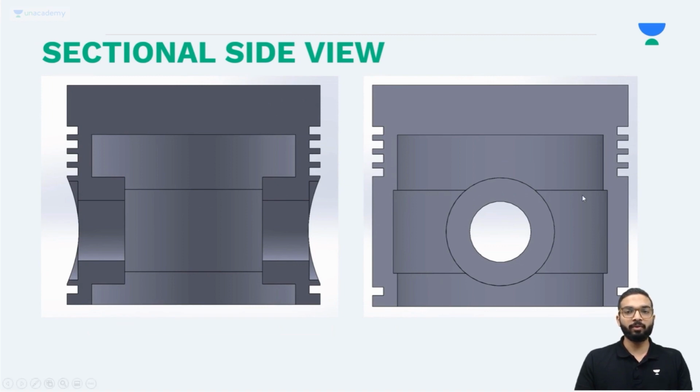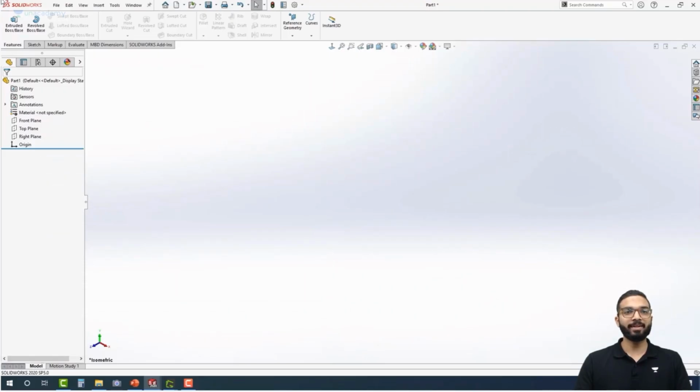Without wasting any time, let's get started with Solidworks and create our 3D model. We will create a new part in Solidworks, and once a new part is created, we will begin with our sketching. We would start sketching on the top plane. For that, I will click on top plane and select sketch.